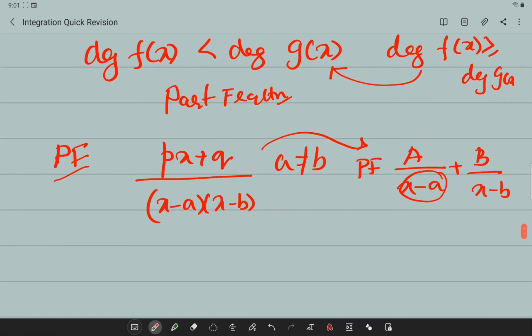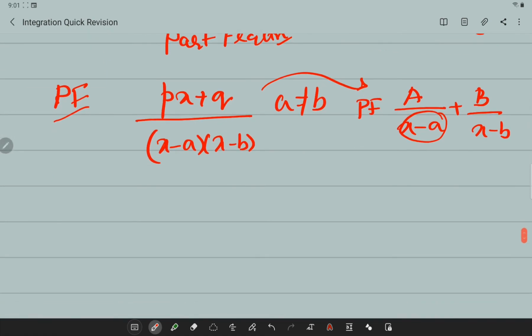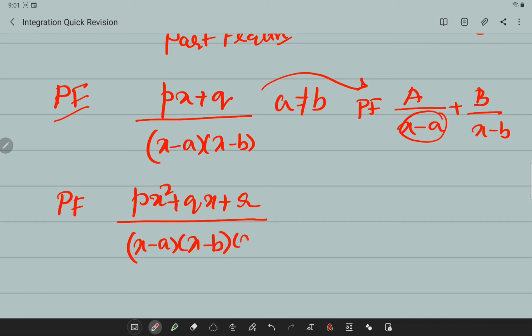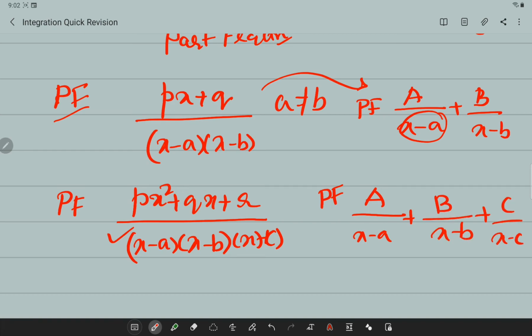Similarly, if you have the partial fraction of this form, px square plus qx plus r divided by x minus a into x minus b into x minus c, remember the denominator has a higher power of x because it is an x cube. I can simply write the partial fraction as A by x minus a plus B by x minus b plus C by x minus c.